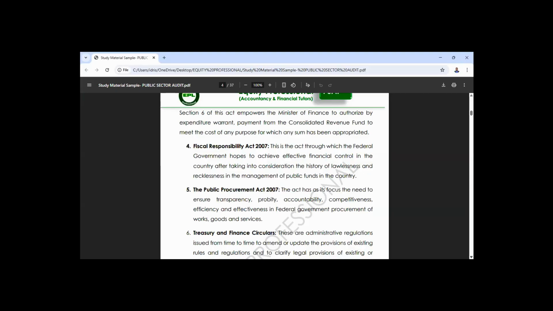Another one, the Public Procurement Act 2007. This Act is talking about transparency and accountability in the procurement of goods and services in the public sector. Transparency and accountability in the procurement of goods and services, in where? In the public sector. That is the Public Procurement Act 2007.